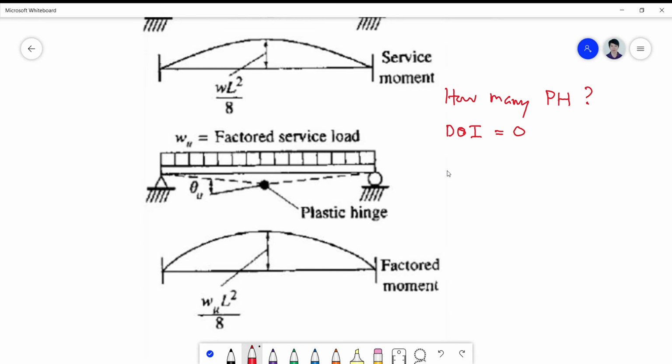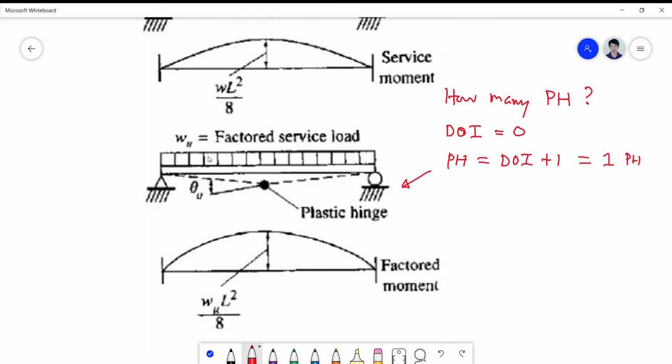Okay, so the number of plastic hinge is simply DOI plus 1. So that's the formula. So I need one plastic hinge to fail this mechanism, this system, this frame. Okay? So isa lang ang kailangan ko to fail it. And this is very critical, no? Delikado ito kasi once na nag-overload ka, isa lang patay. Patay si beam, di ba?